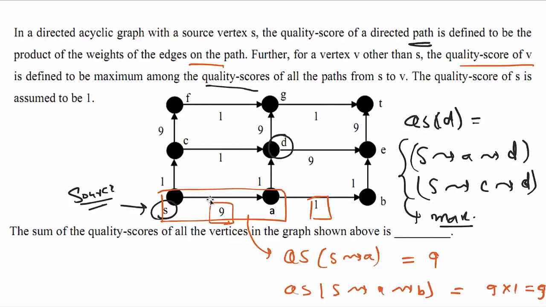Okay, from either S to C and then from C to D, or from S to A and then from A to D, right? Let's suppose there are multiple paths. It is given in the diagram also. From S to A, then from A to D, or from S to C and then C to D. So if there are multiple paths, then what will be the quality score of this vertex D? What will be the quality score of D?